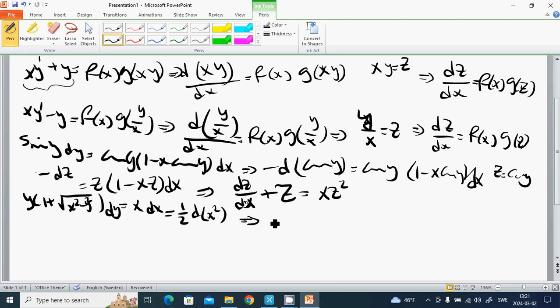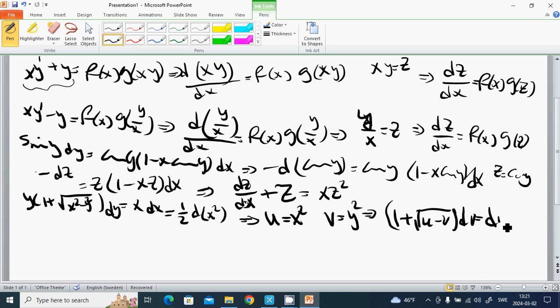and if we put u equals x squared and v equals y squared, then we get 1 plus the square root of u minus v, dv equals du. And du/dv equals 1 plus the square root of u minus v. And we put zeta equals u minus v. Okay.